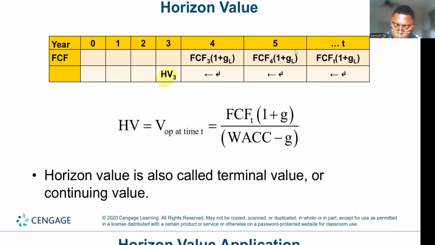So this value at year 3 is what we call the horizon value. We can also call it the terminal value, or we can call it the continuing value.